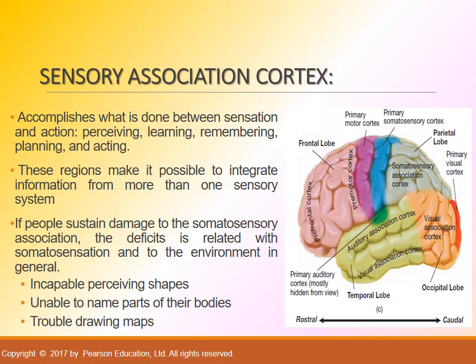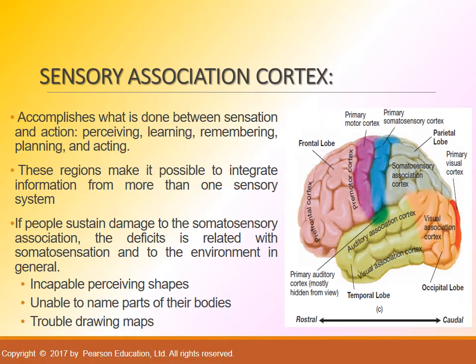Okay, so this region makes it possible by integrating information from more than one sensory system. How does it occur? The central sulcus of the cerebral cortex provides an important dividing line between the rostral and caudal regions of the cerebral cortex. The rostral region is involved in movement-related activity, such as planning and executive behavior, whereas the caudal region is involved in perceiving and learning.